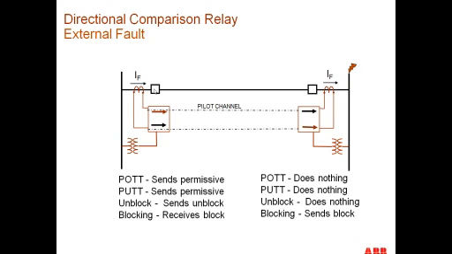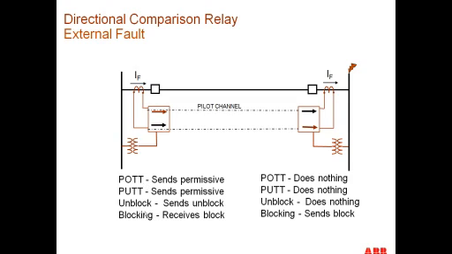So this is an unblocking scheme, and the relay will look forward. We have a forward-looking element that's looking past the other end of the line, and a reverse-looking element looking the other direction. So if the forward element picks up and the reverse element doesn't pick up, then it sees it's a legitimate fault and trips. And then there's also a blocking scheme.